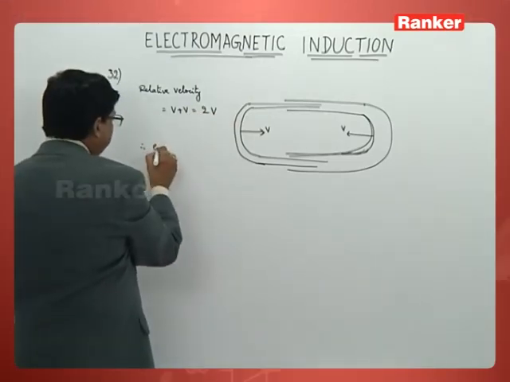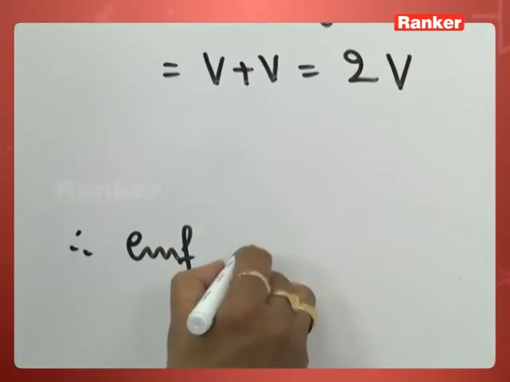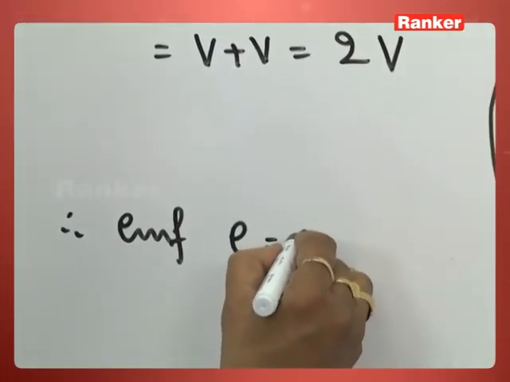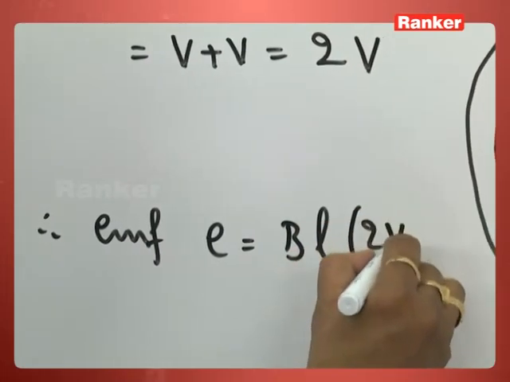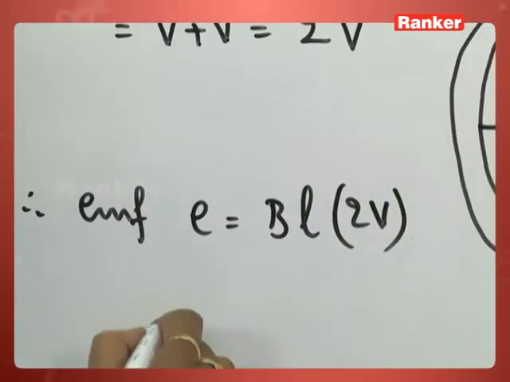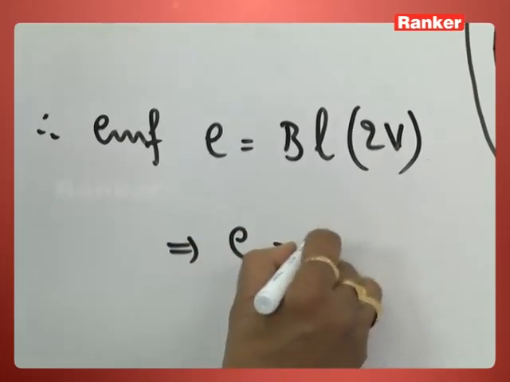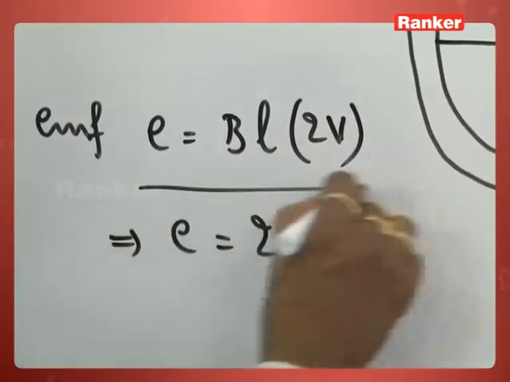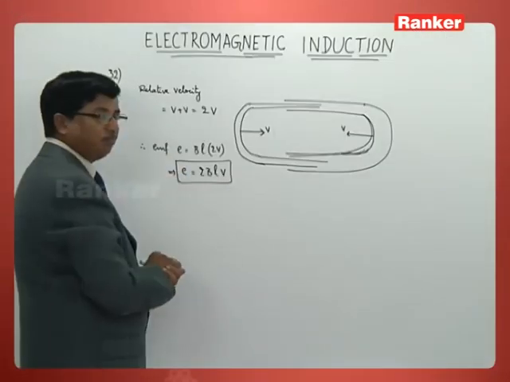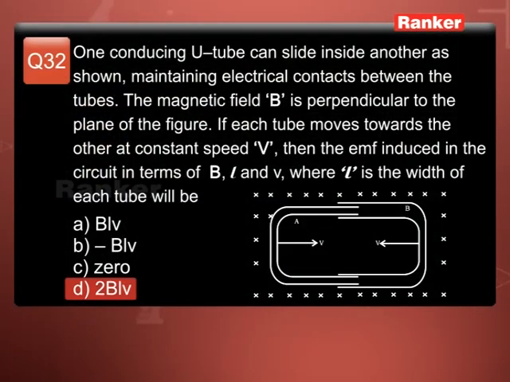Therefore, the motional EMF is going to be B, L, V, with V to be written as 2V. Then what will be your answer now? 2BLV. This is the concept. So 2BLV is the fourth option which has been given in that problem.